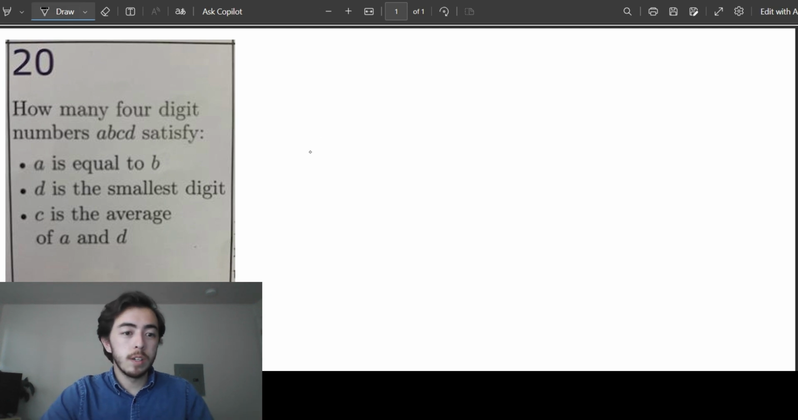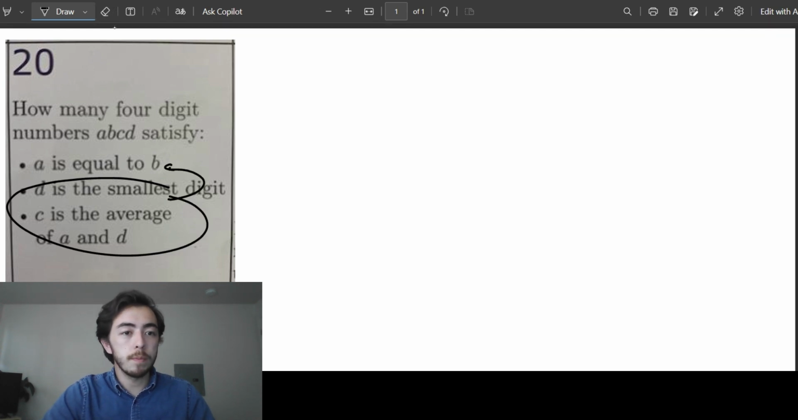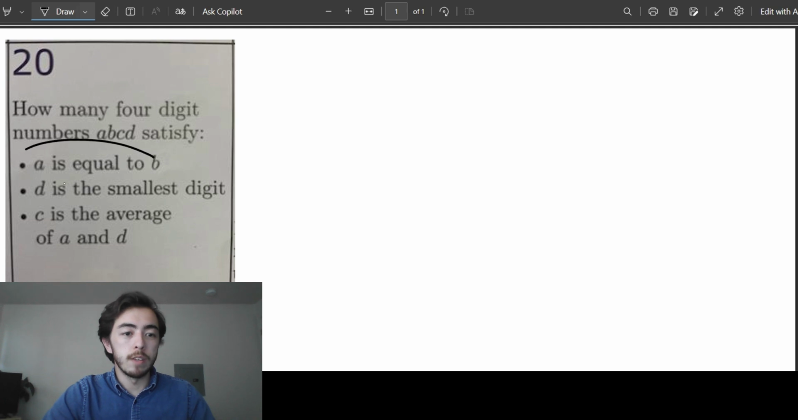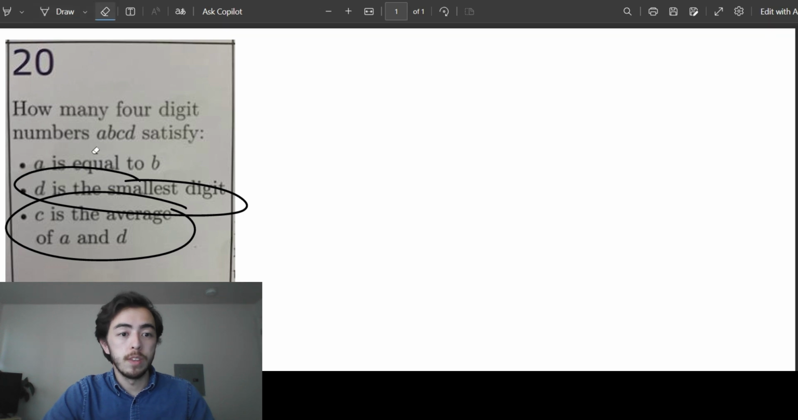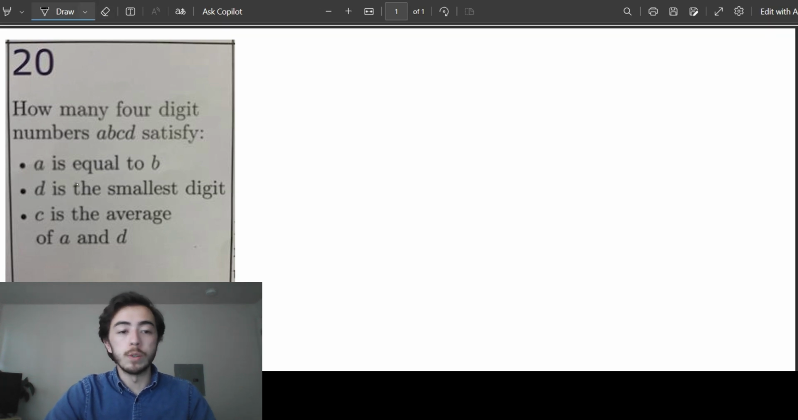And let's just kind of see what happens here. I'm noticing that C and D are kind of dependent on what we choose for A and B, right? Because once we choose a value for A, we get a value for B. Then we know the limitations on how big D is able to be. And then we can find the average to get C. So I think it all really depends on what we choose for A and B first.